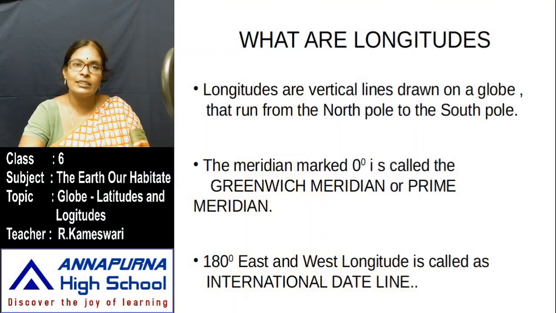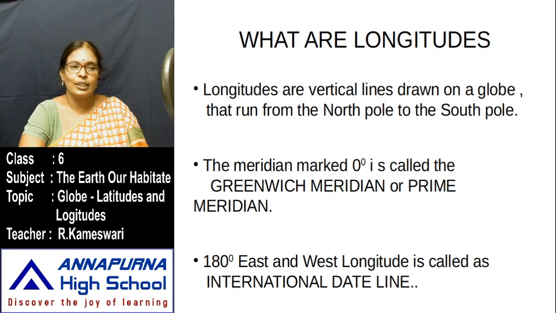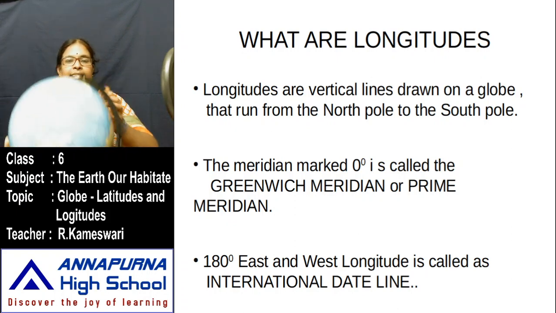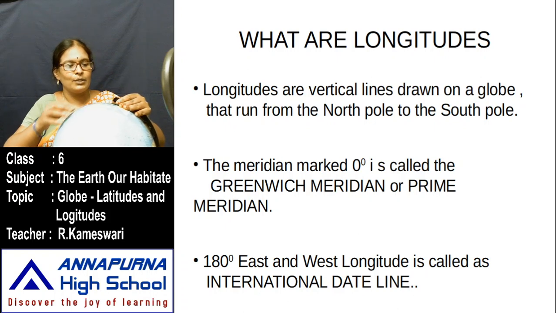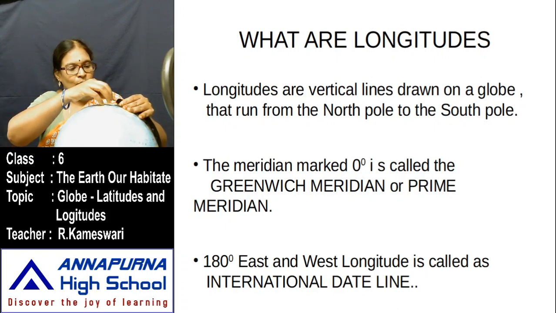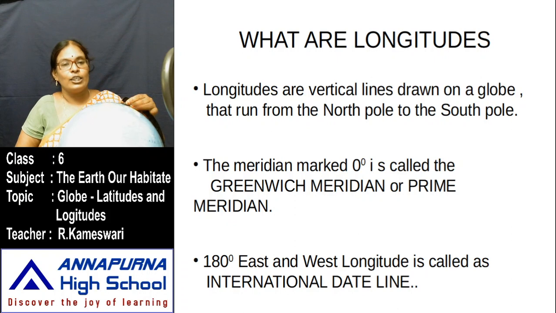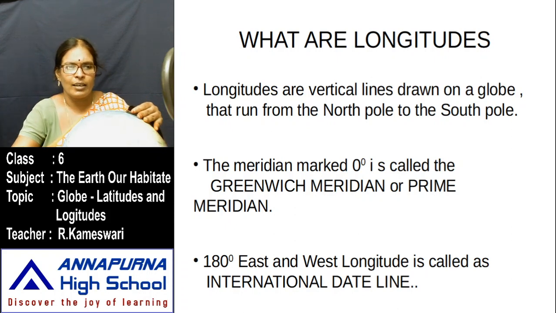What are longitudes? Longitudes are vertical lines drawn on a globe that run from the North Pole to the South Pole. See children, here it is a globe. The vertical lines on the globe are called longitudes. All the longitudes are drawn in the north to south direction on the globe. Here, these are all called the longitudes.